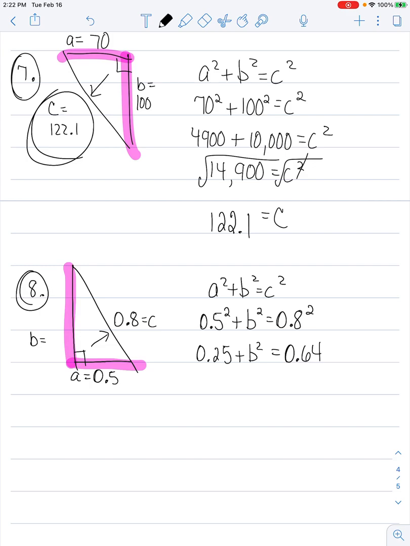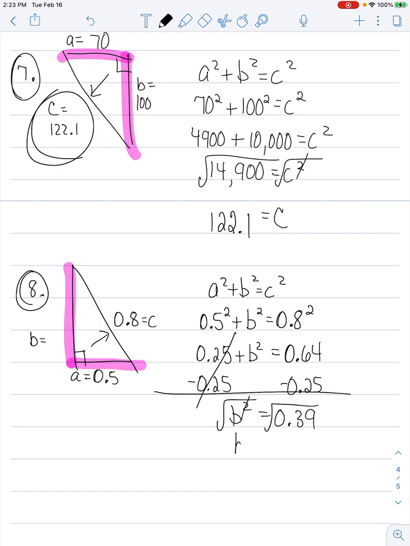Here's where it's different. If they give you c, you subtract. If you want c, you add before you take the square root. So since they gave me c, I'm going to subtract 0.25 from both sides. So I end up with b squared equals, and again I'm typing it in my calculator off to the side here, 0.39. That doesn't make sense because look, I've got 0.5 and 0.8, so that reminds me to take my square root, and I get about 0.6. So b is about 0.6.